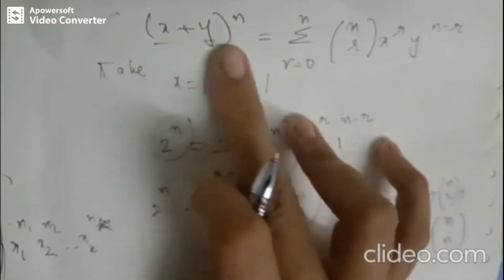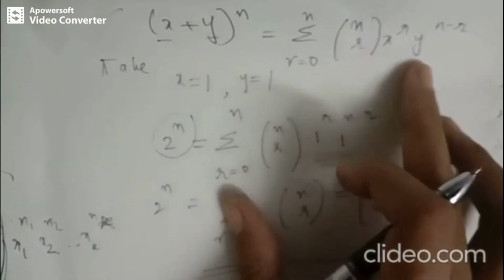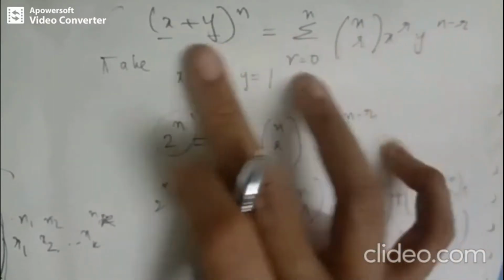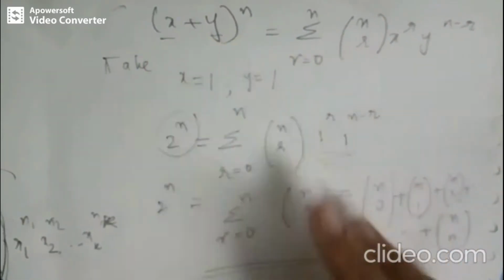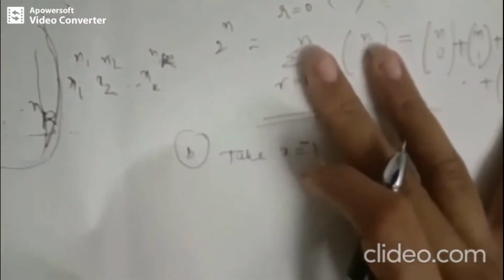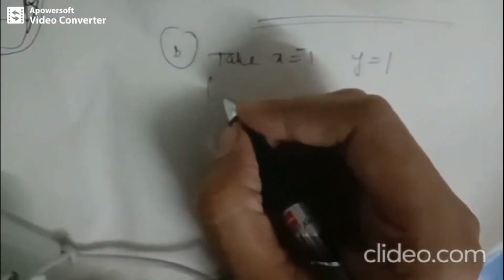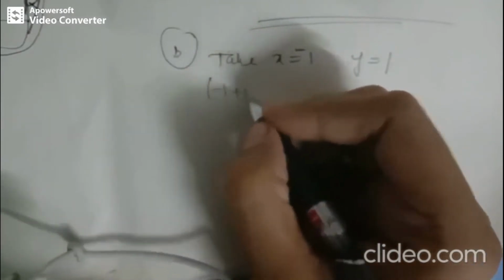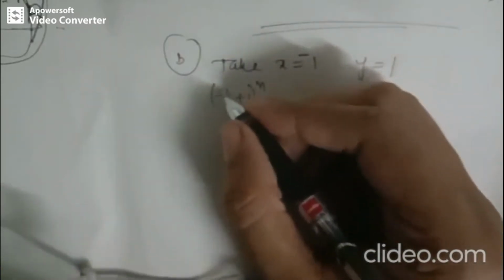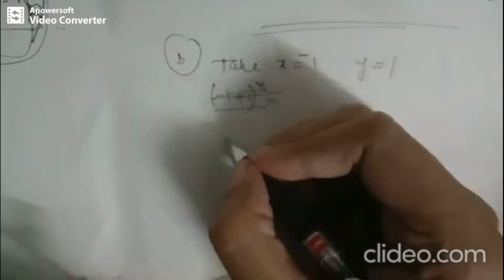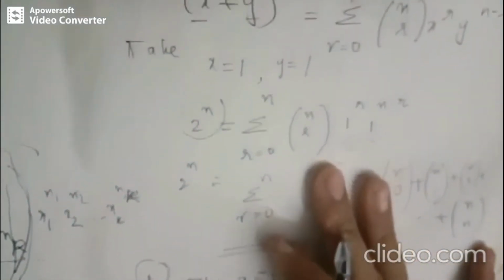This is the binomial theorem: (x plus y) whole raised to n is the summation of r is 0 to n, nCr x raised to r, y raised to n minus r. So we're going to substitute x is equal to minus 1 and y is equal to 1 in this given formula. When you do that, you will be getting 0 raised to n, which I can directly write as 0.